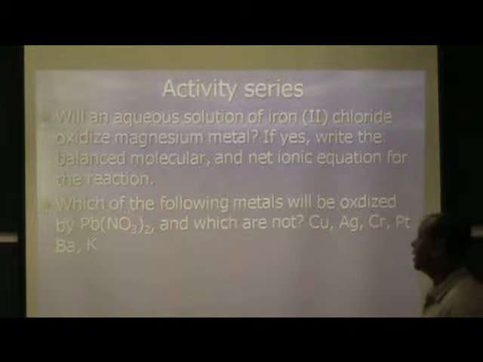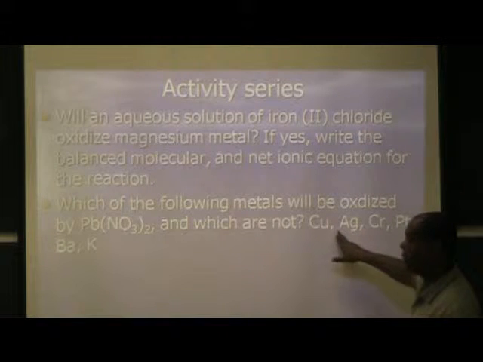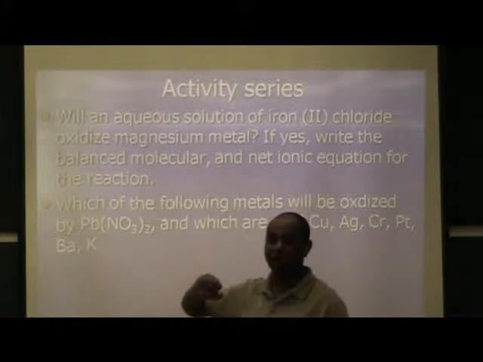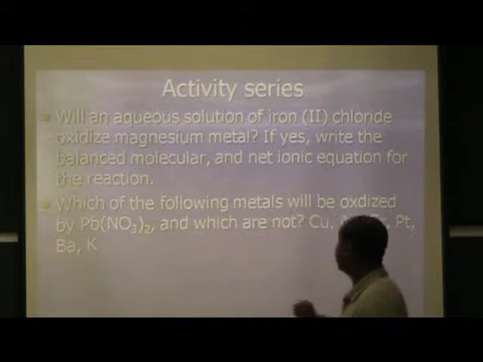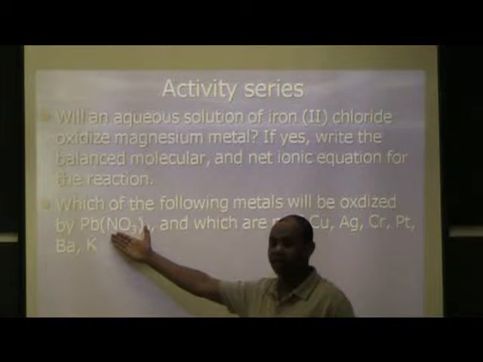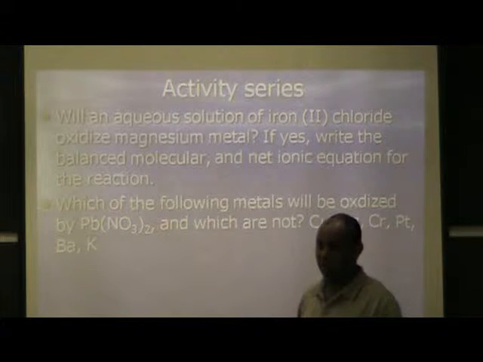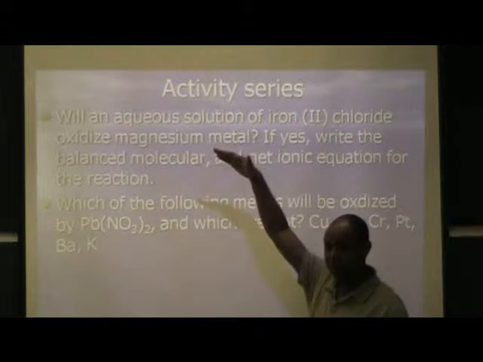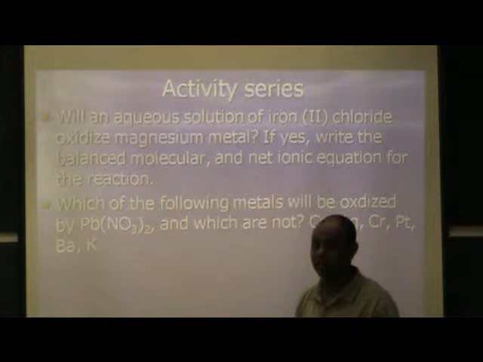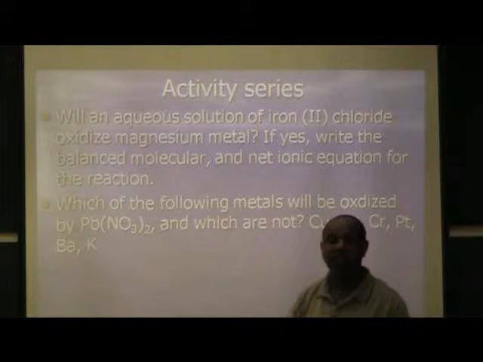Once you do that, the next thing is a list of metals here: copper, silver, chromium, platinum, barium, potassium. I want you to tell me which of these metals will be oxidized or reduced by lead nitrate. Again, the ones on top of lead can easily be oxidized and easily react. The ones that resist being oxidized are the ones below lead.